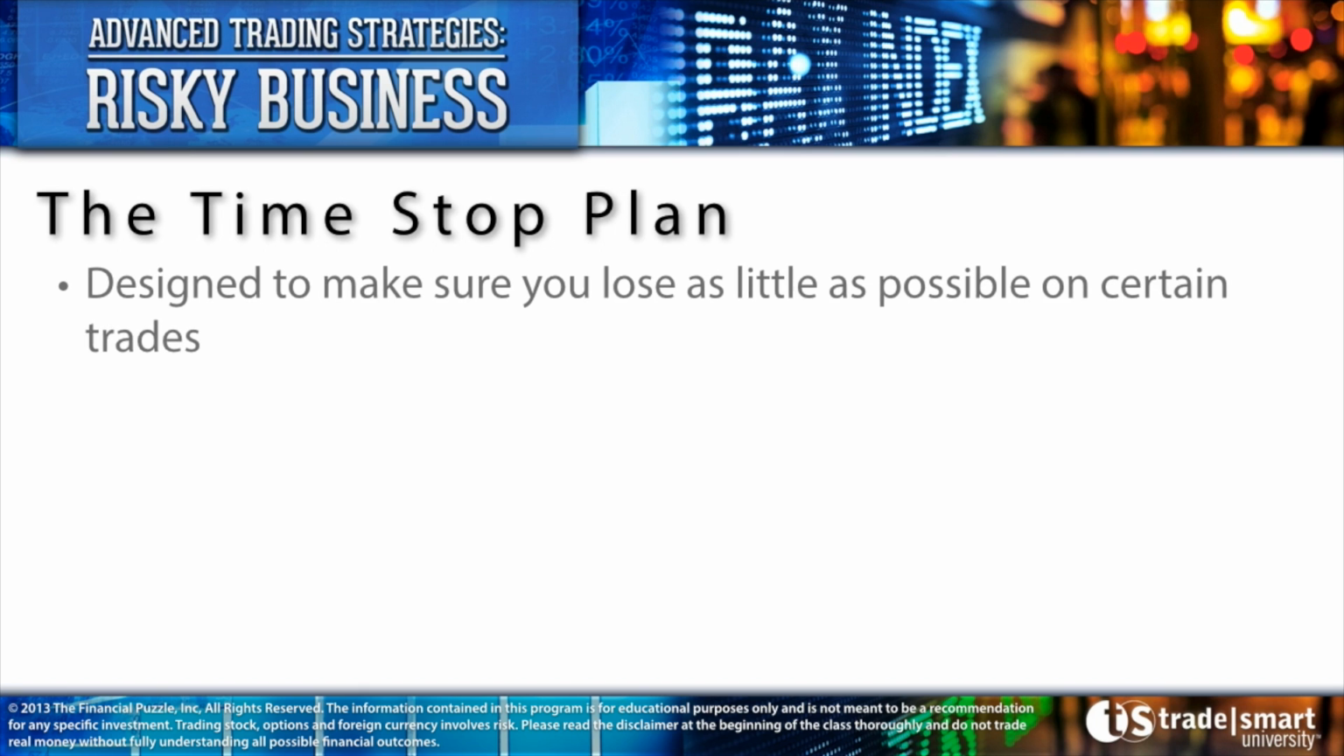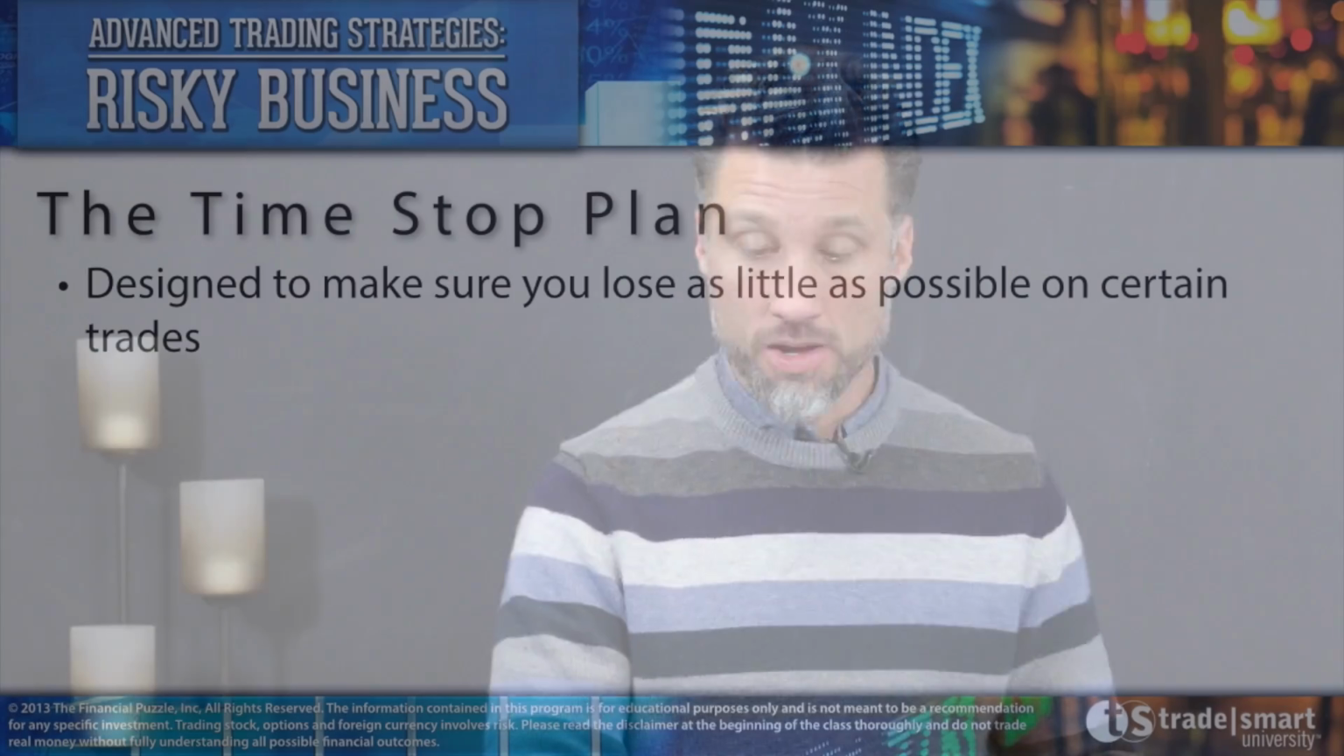The time stop plan is designed to make sure you lose as little as possible on certain trades. And so remember, we're only going to lose the maximum one risk unit on any trade that we take, because that's the most professional way to do it, which I taught you in class 1. And so I know that none of you is going to ever lose more than one risk unit on a trade, except for slippage or some major exception, like some disaster thing that happens that we can't control as traders. But other than that, it's 1R.